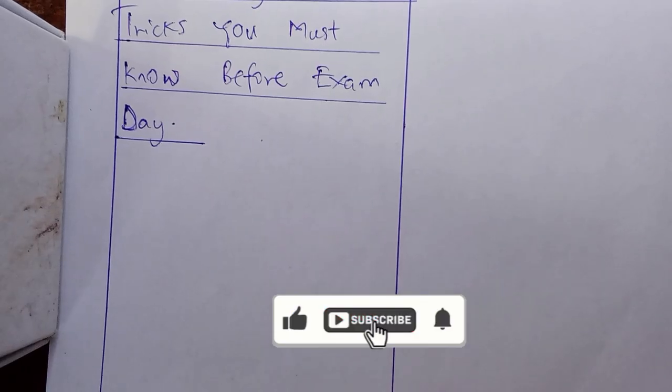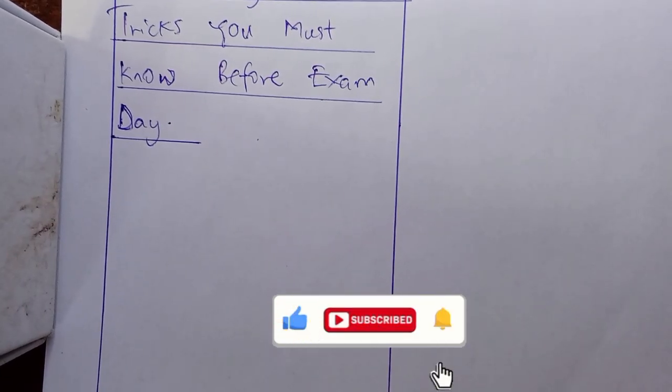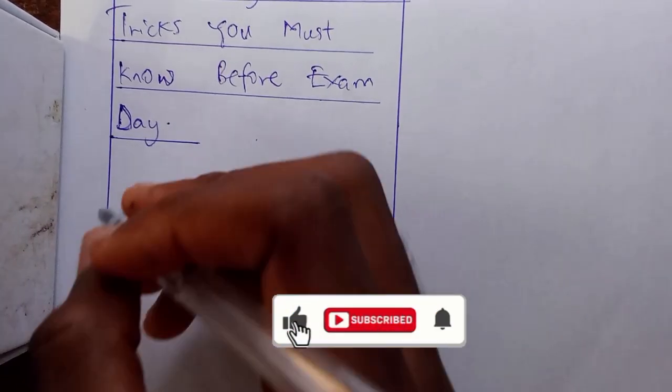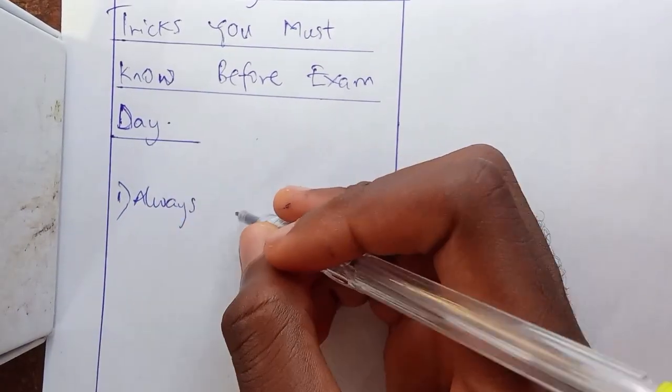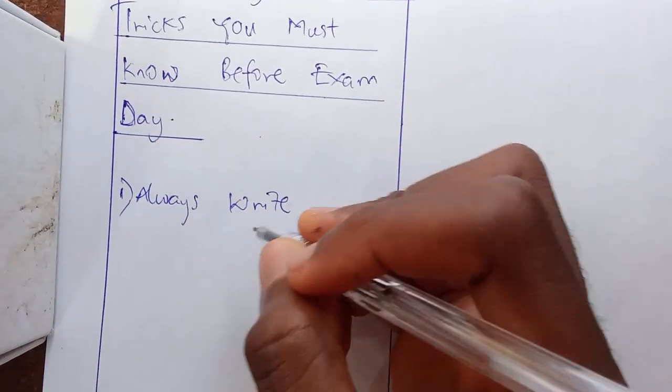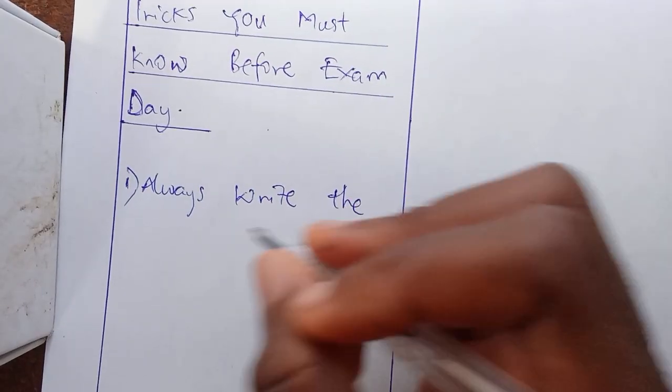And let's get to the WAEC physics tricks. Trick 1: always write your formula first.